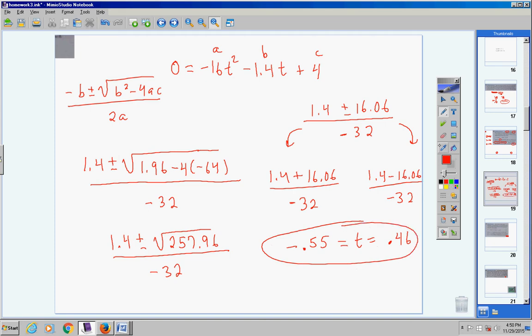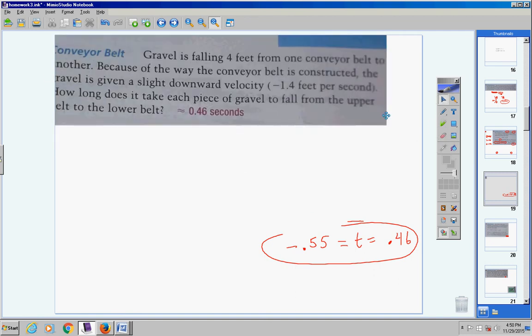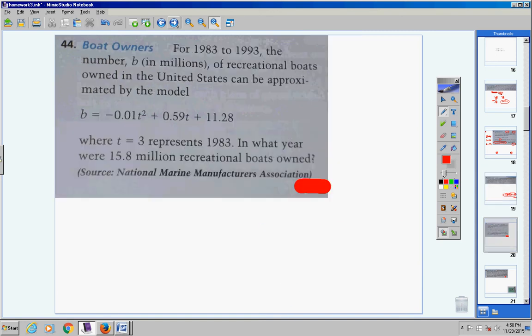Okay, now, having said that, let's get rid of all of this. There's your two t answers. Now, they're asking us how long does it take each piece of gravel to fall. Well, we know time can never be negative, so we can discard that answer. This is the only one that makes sense. So 0.46 seconds is how long it takes the gravel to fall from one conveyor belt to the other one. 0.46 seconds. Alright, number 44.